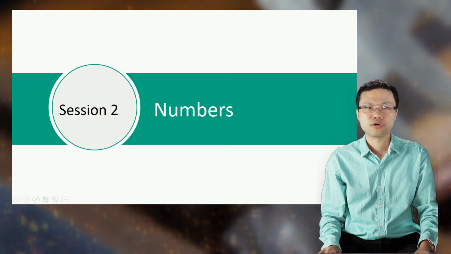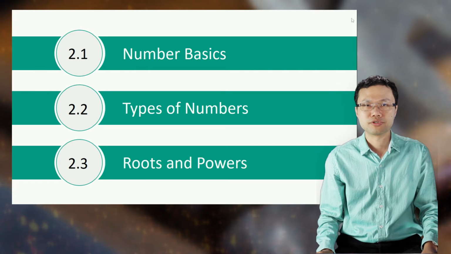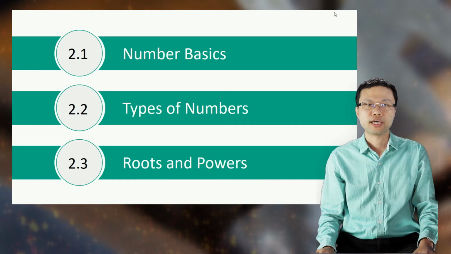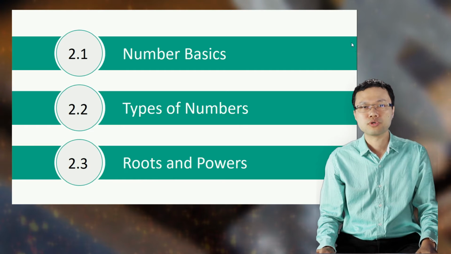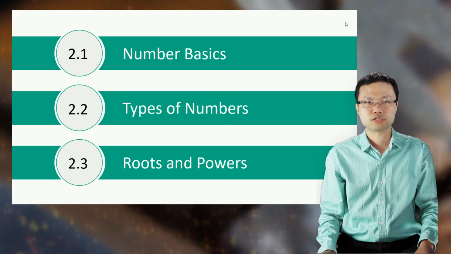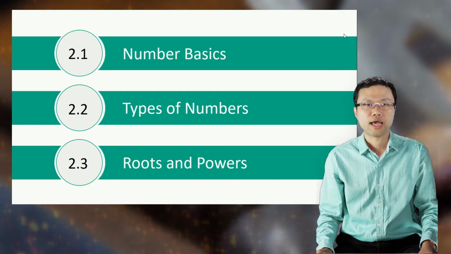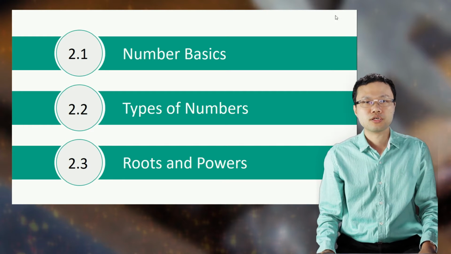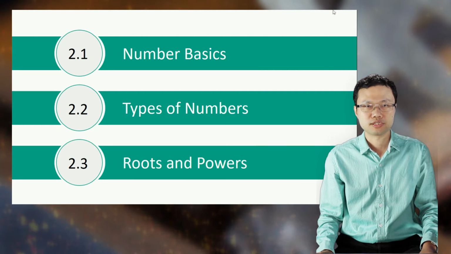Session 2, we're going to talk about numbers. We're going to present some basics of numbers in session 2.1, including numeric symbols, pronunciation, and digits of numbers. Session 2.2 covers the types of numbers. We're going to introduce how to express and read integers, decimal numbers, fractions, and mixed numbers. And finally, in section 2.3, you will learn how to deal with roots and powers of numbers.